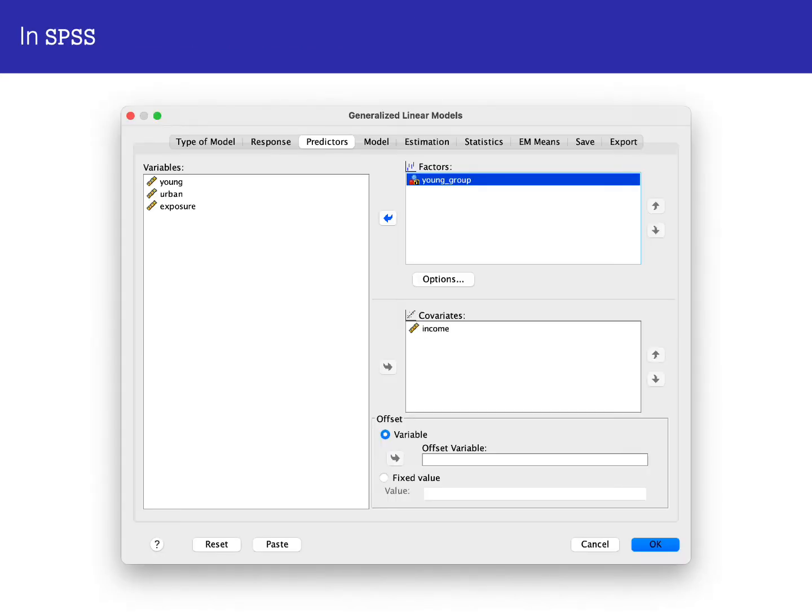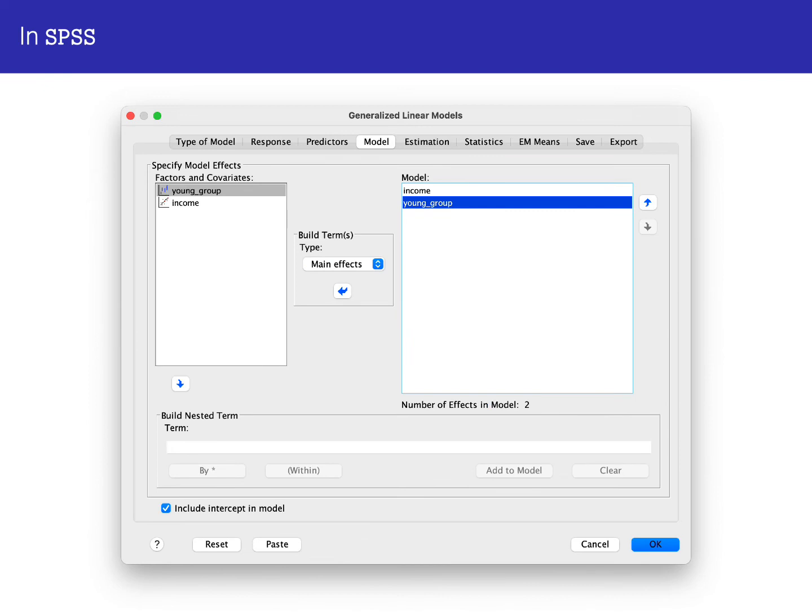So for example, here, if I wanted to add in my factor variable, which is Young group, that's my dichotomized variable for the count of people under the age of 18, I think it was, I can add it here, and then I just add it to my model. That's without interaction. And if I wanted an interaction, I would add it here.